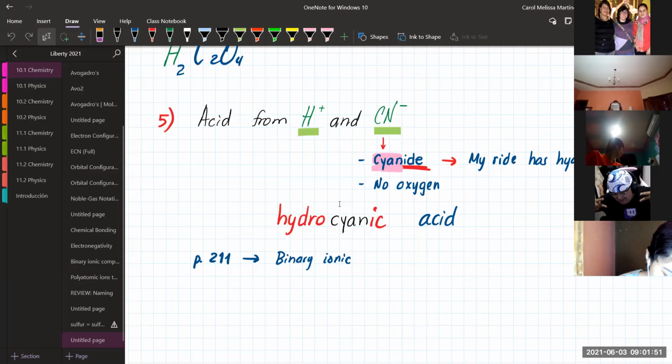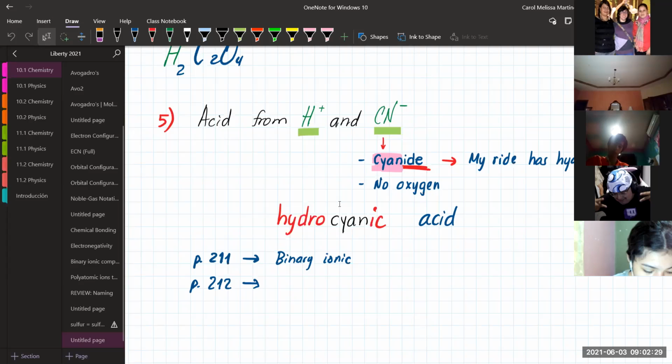Yes, I will be evaluating acids, but also mixing all the topics. So on page 211, you're going to find binary ionic. On page 212, what is the topic over there? Take a look at the example on page 212.